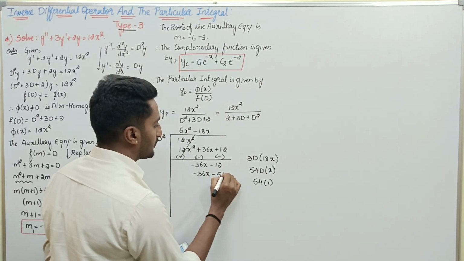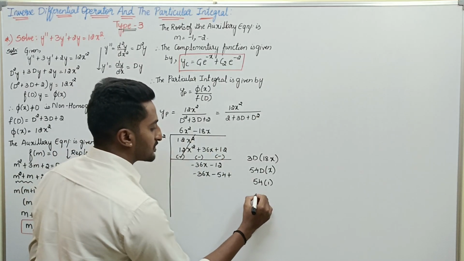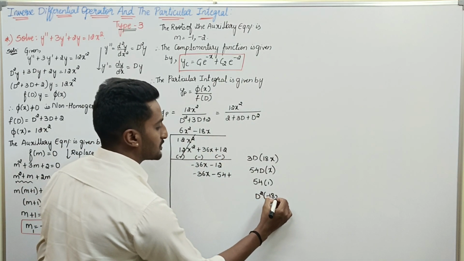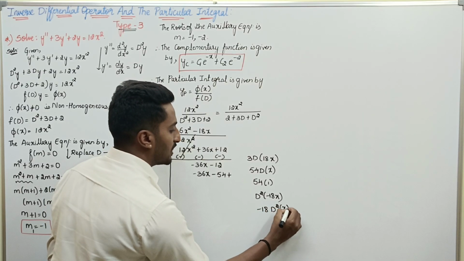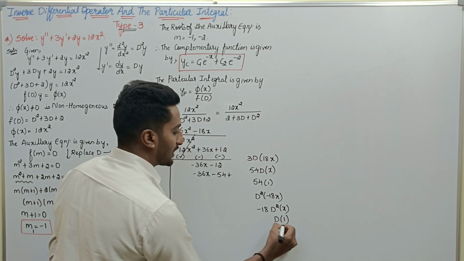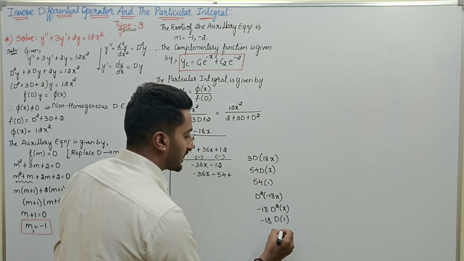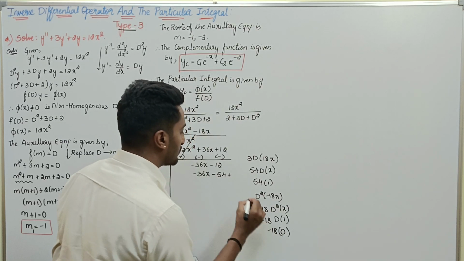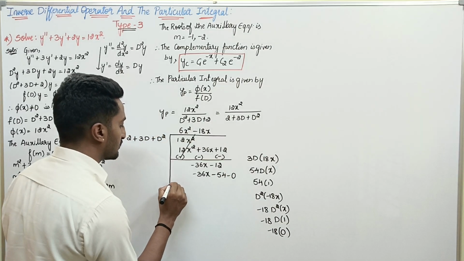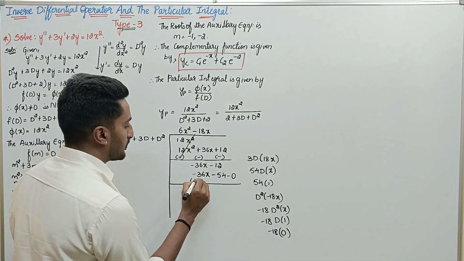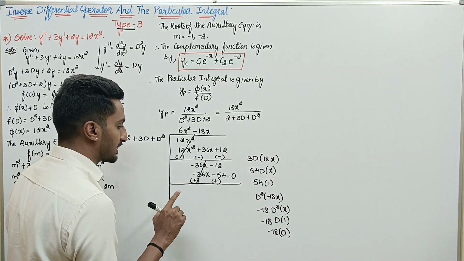That is 54 plus. Now I need to differentiate minus 18x twice. Minus 18 will be constant D square of x. If I differentiate once, I get 1. Minus 18 D of 1. If I differentiate constant, I get 0. 0 into minus 18, you get minus 0. Then change the sign, plus plus. This minus 36 plus 36 get cancelled.